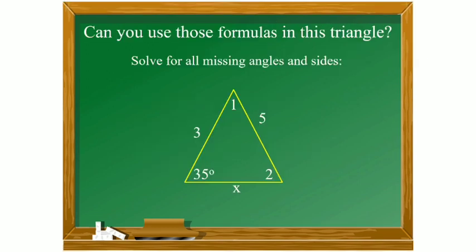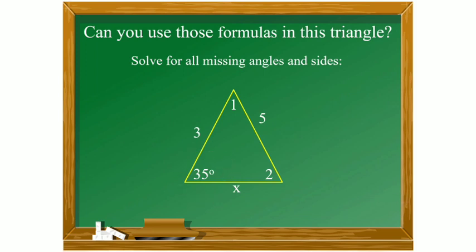Very good. Now, can you use those formulas in this triangle? The answer is no. But why? Because the Pythagorean theorem and the SOHCAHTOA are only meant for right triangles, and this triangle is not a right triangle. And the third one, we can only use that if the given are two angles. But in this problem, the given is only one angle.